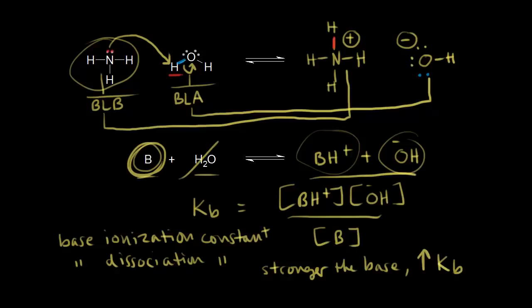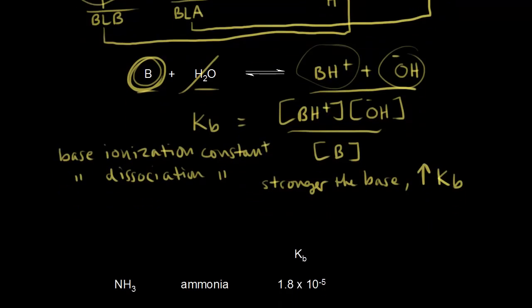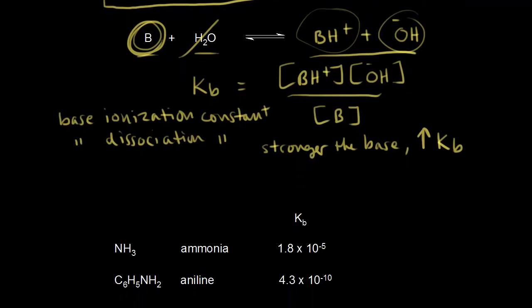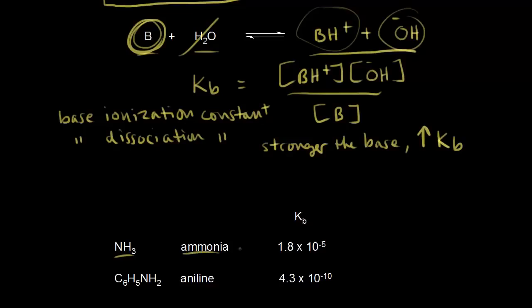So let's talk about two weak bases here. We've already mentioned ammonia, and we're going to compare ammonia to aniline. So NH3 is ammonia, and the Kb for ammonia is 1.8 times 10 to the -5. And aniline is C6H5NH2. And notice it has a lower value for the Kb. 4.3 times 10 to the -10 is a much smaller number than 1.8 times 10 to the -5. So ammonia has a higher value for the Kb, and therefore it's a stronger base than aniline. So once again, both of them are weak bases, but ammonia is the stronger of the two.